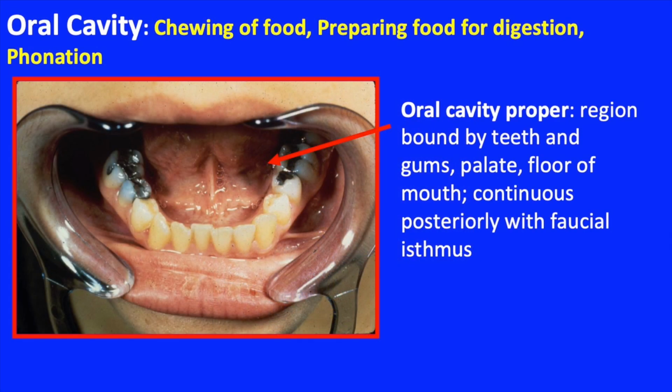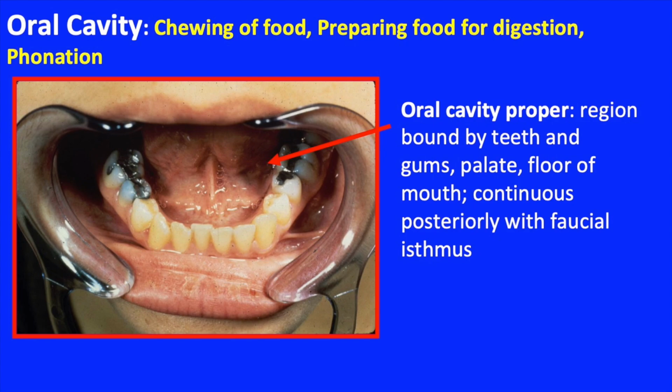Moving now to the oral cavity proper, we define this region as that area that is bound by the teeth, gums, palate, and the floor of the mouth. It is continuous posteriorly with the fauces via the isthmus, the archway of the palatoglossal and palatopharyngeal arches, and the functions of the oral cavity are also listed.